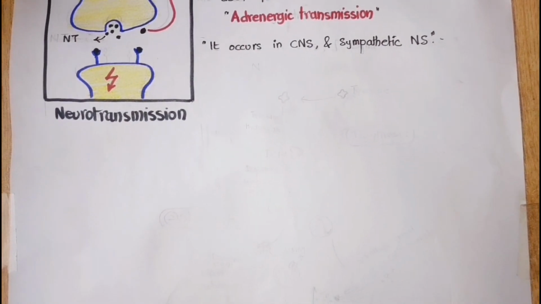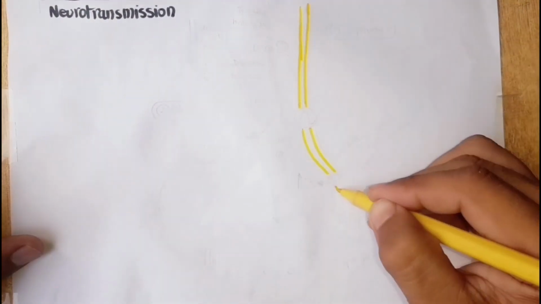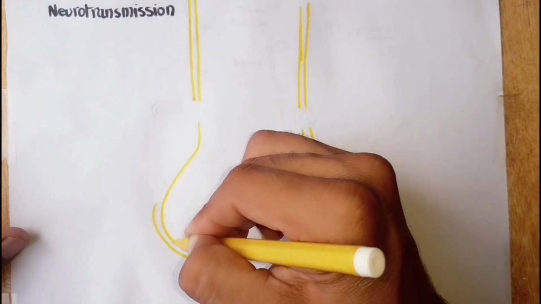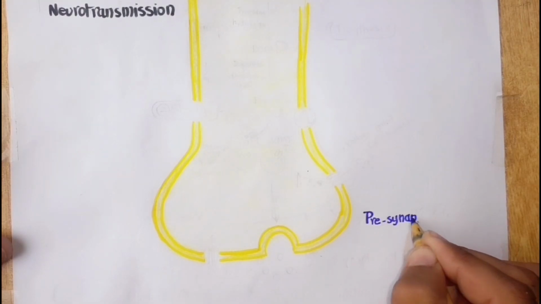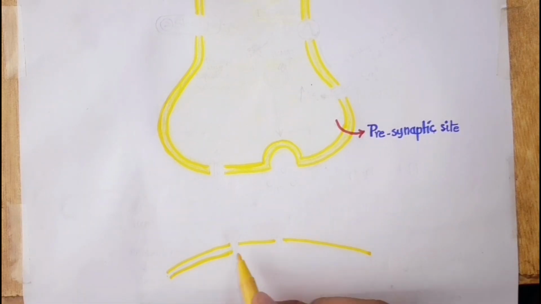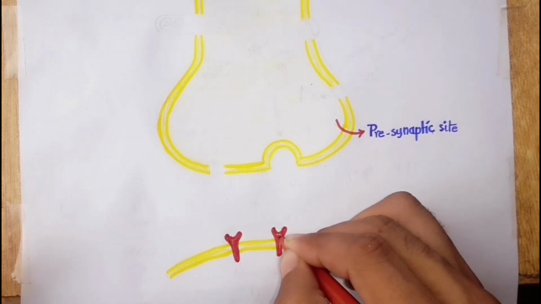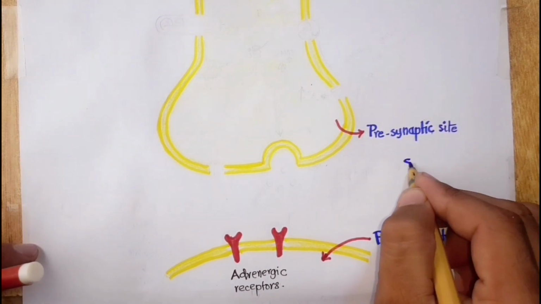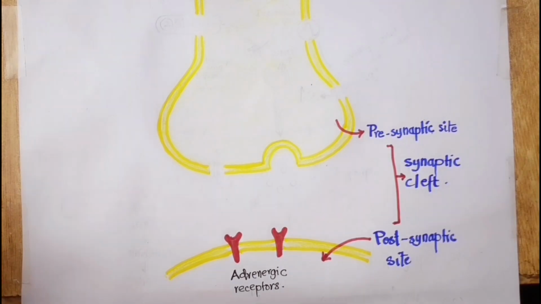Generally, noradrenergic neurotransmission involves several steps. For this, here I am drawing the presynaptic axon terminal from which the norepinephrine is released, and the postsynaptic site on which adrenergic receptors are present, and this is the synaptic cleft through which the neurotransmitters diffuse and bind to postsynaptic receptors.